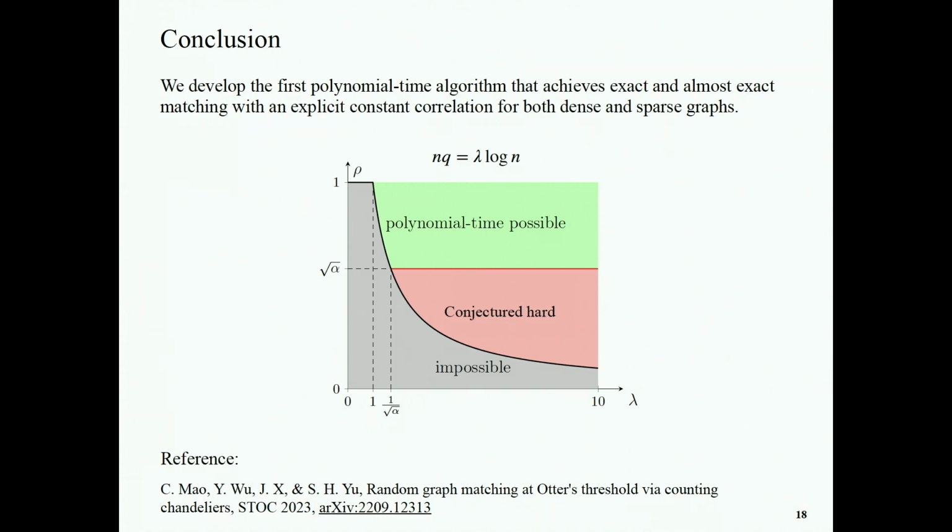I haven't verified, but I agree with you that if you allow the time to be like n to the log n, an even larger running time, then you could include more subgraph structures and it can achieve a better threshold in terms of the correlation rho.